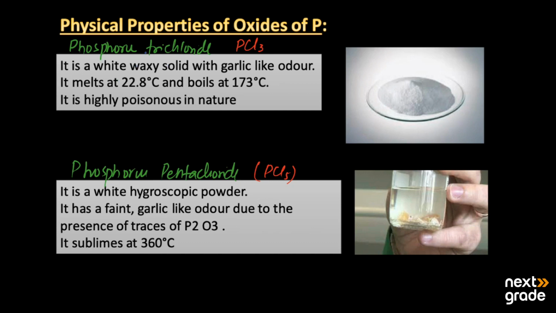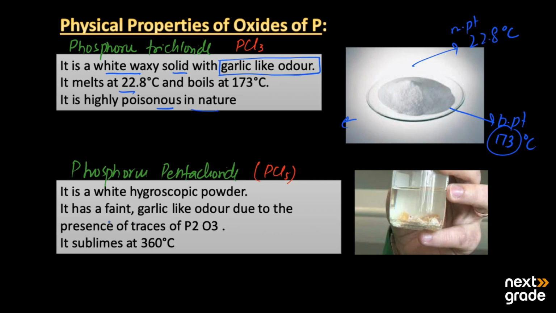Phosphorus trichloride is a white waxy solid with a garlic-like odor, and its melting point is 22.8 degrees Celsius. The boiling point of this white waxy solid is 173 degrees Celsius, which is above the boiling point of water, and it is highly poisonous in nature. It means no one can take it. If someone does, it may be hazardous or even fatal for that person.